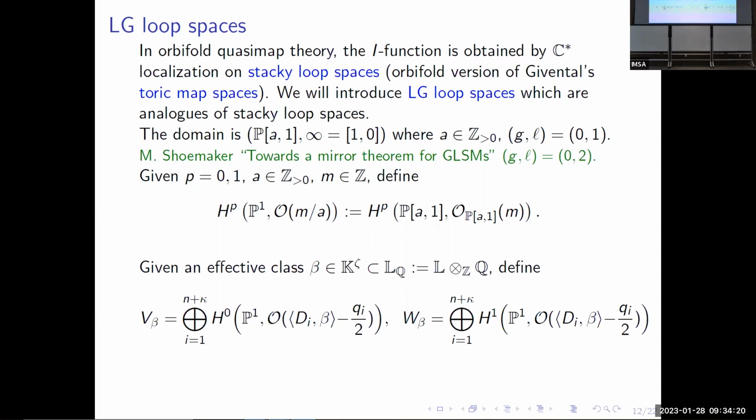So given an effective class beta, it's basically the degree. The degree is now the degree of the gamma bundle, but because the degree of the gamma bundle can be split rationally into the degree of the G bundle and the degree of the C-star omega bundle. And for the C-star omega bundle, the degree is fixed, right? It's 2g minus 2 plus the number of mark points. So effective class just means that it can be realized by some Landau-Ginzburg map. So then we define, it's just the H0 and H1.